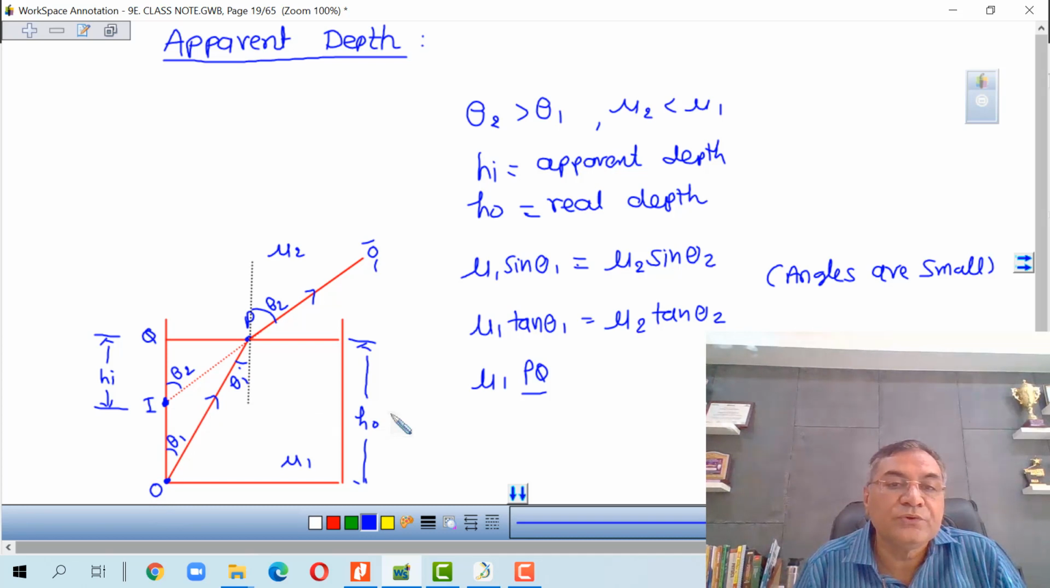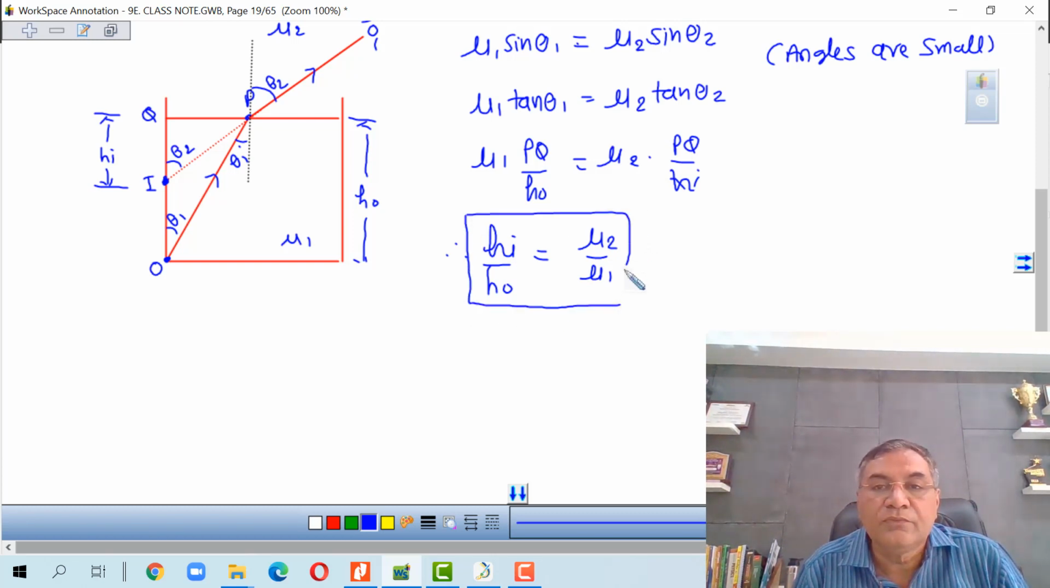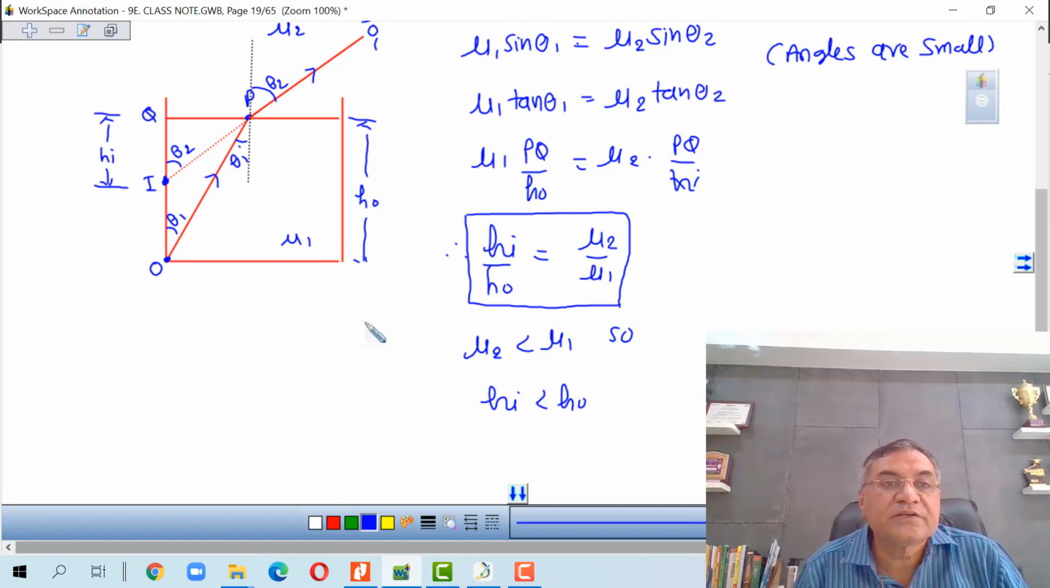upon OQ. OQ is HO. And this is equal to mu 2 PQ upon HI, and therefore HI upon HO is equal to mu 2 upon mu 1. See now, mu 2 is less than mu 1, and so HI is less than HO. So the object appears nearer than its real depth.